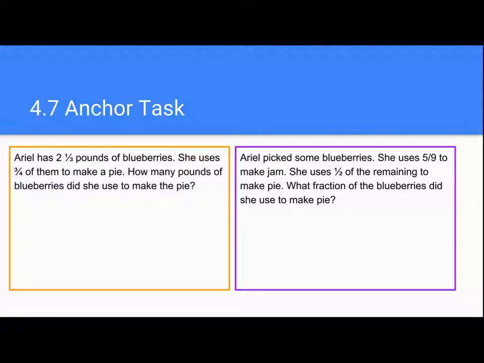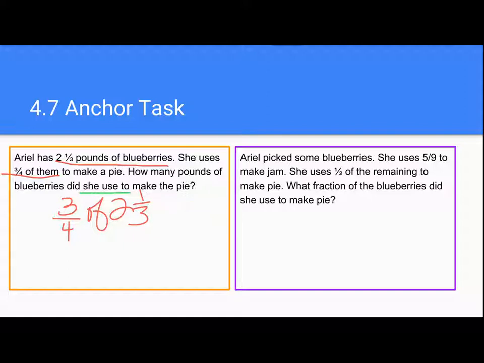Ariel has 2 1/3 pounds of blueberries. I'm going to underline that. It seems like it's important information. She uses 3/4 of them. So I'm going to underline that, 3/4 of them. So it's 3/4. I'm going to write this down. This is information I can use. It's 3/4 of the 2 1/3 pounds to make a pie. How many blueberries did she use?